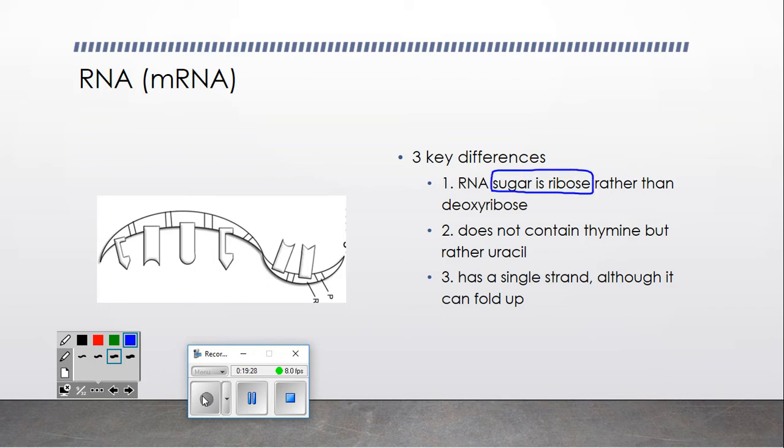The first thing is what the sugar is. So when I look at this strand and I look at the backbone, it still goes sugar, phosphate in an alternating pattern. That's the same. DNA had that as well. Sugar and phosphate on the outside. The thing that's different here is that the actual sugar isn't the same. It's ribose, not deoxyribose.